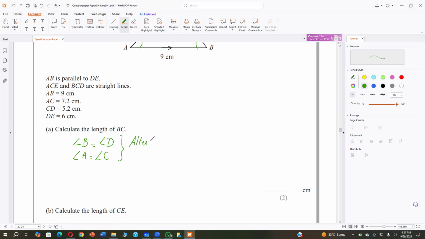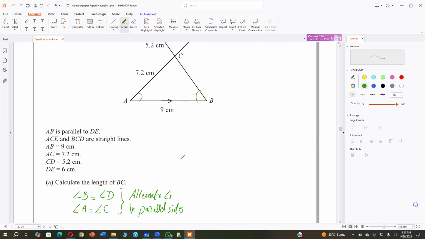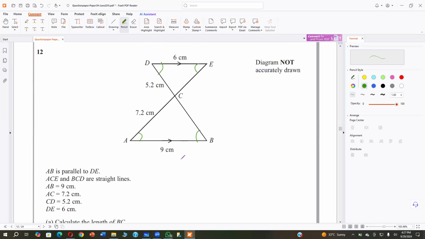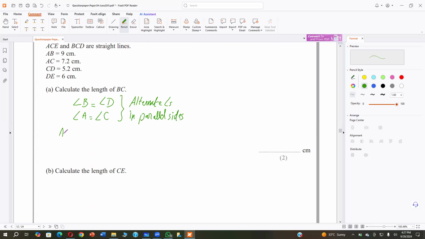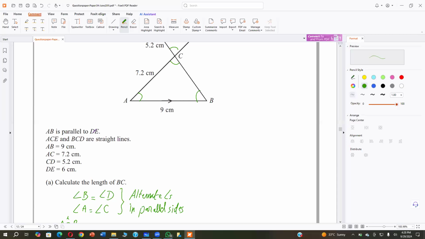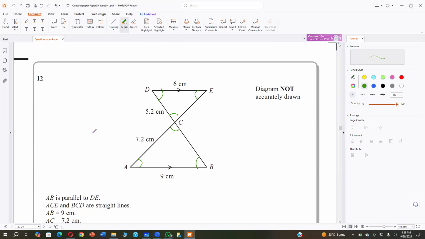Alternate angles in parallel sides. What about this angle? It will be the same. The angle C from this side, ACB, is equal to ECD.